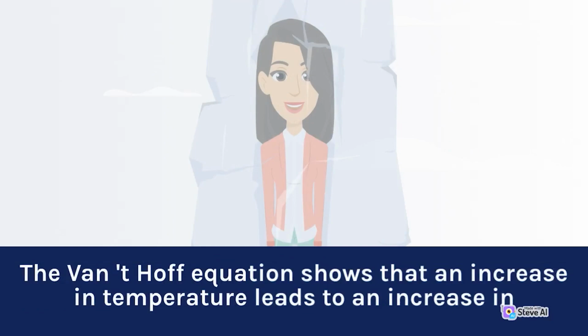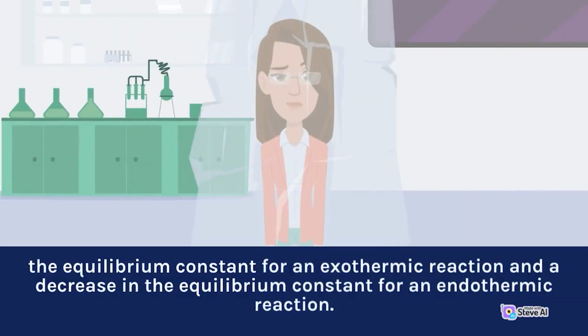The Van 't Hoff equation shows that an increase in temperature leads to an increase in the equilibrium constant for an endothermic reaction and a decrease in the equilibrium constant for an exothermic reaction.